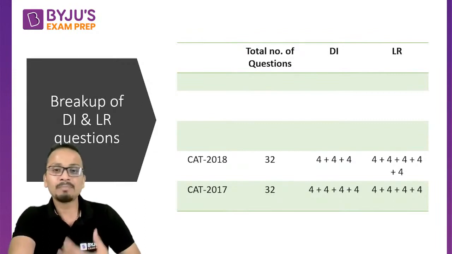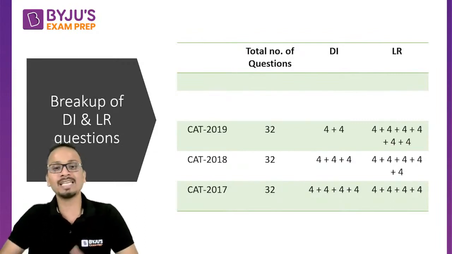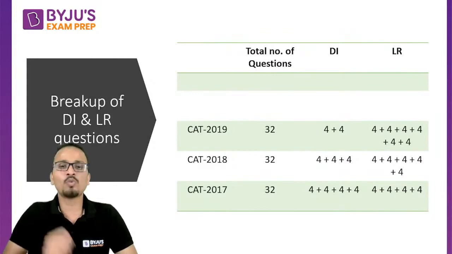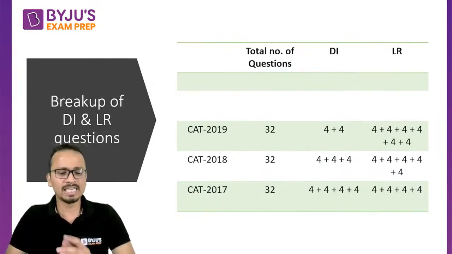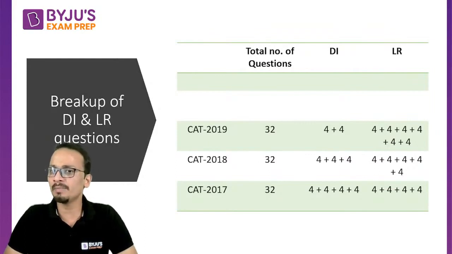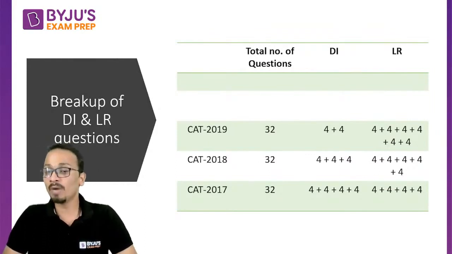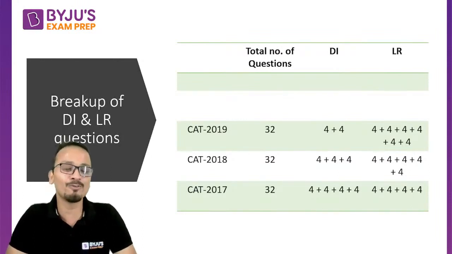The trend kept on shifting towards logical reasoning again in the next year. In 2019, out of 32 questions, there were only 2 sets of 4 questions each, that is only 8 questions, in data interpretation, and a humongous number of questions, 24 questions, 6 sets of 4 questions each, on logical reasoning. Now it kept on shifting again towards logical reasoning.